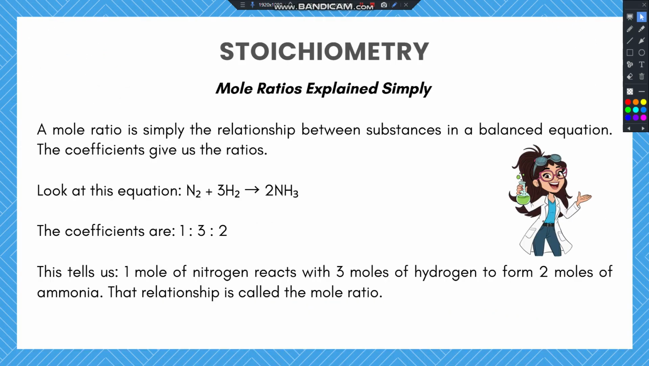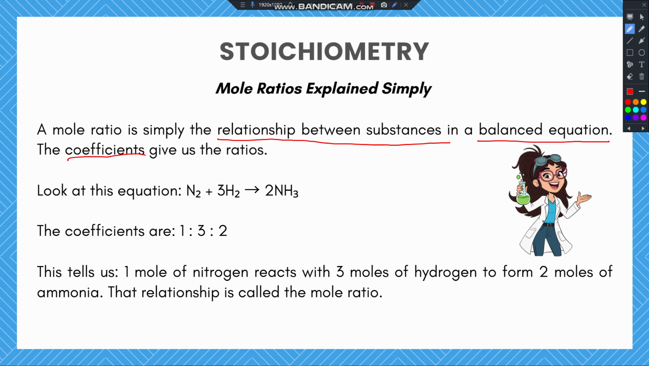So mole ratios are what we're talking about in this video. Let's start by defining what mole ratios mean. A mole ratio is simply the relationship between substances in a balanced chemical equation. How do we get the relationship between substances in a balanced chemical equation? Well, it is given by the coefficients in a balanced chemical equation.